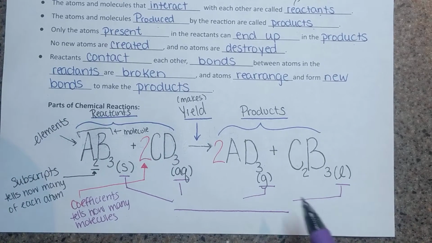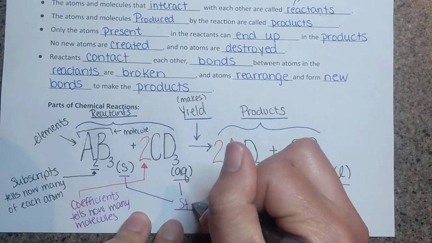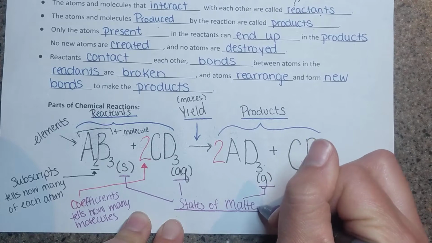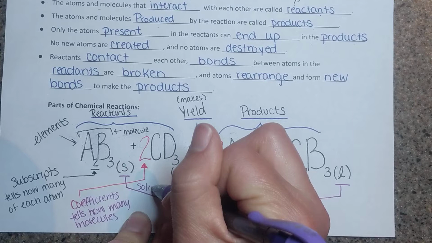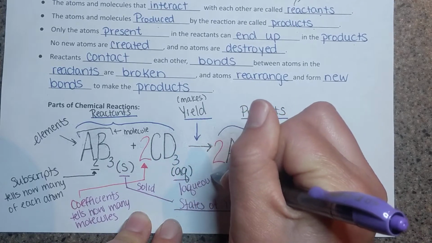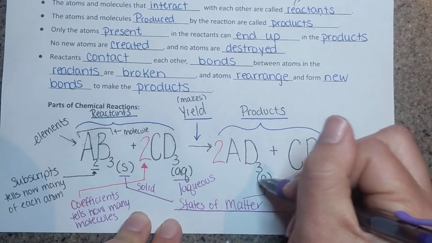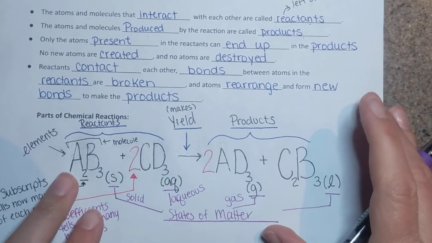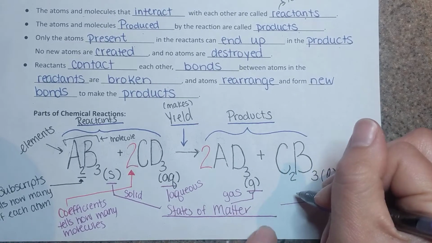And then we have these letters in parentheses. These tell us our states of matter. Here, S stands for solid. AQ is aqueous, which we already said above means dissolved in water. G is for gas. And L, this is a lowercase cursive L. L stands for liquid.